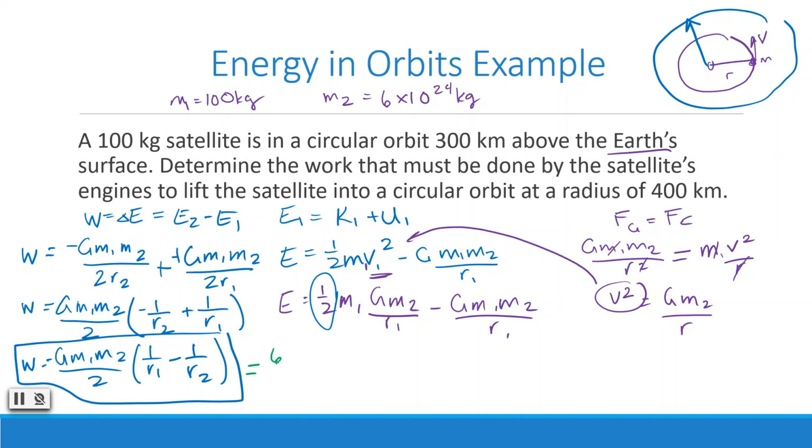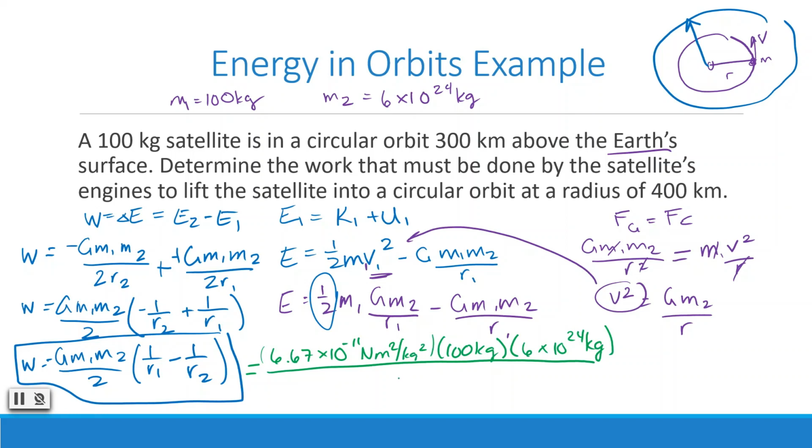So we end up with G being 6.67 times 10 to the negative 11th newton meters squared per kilogram squared. m1 is 100 kilograms. m2 is about 6 times 10 to the 24th kilograms, just being approximate here with the mass of the Earth. Okay, that's divided by 2. Now, these r's are just above Earth's surface. So r1 is actually the radius of the Earth plus 100 kilometers. r2 is the radius of the Earth plus 300 kilometers. r2 is 400 kilometers. So you do have to be careful there.